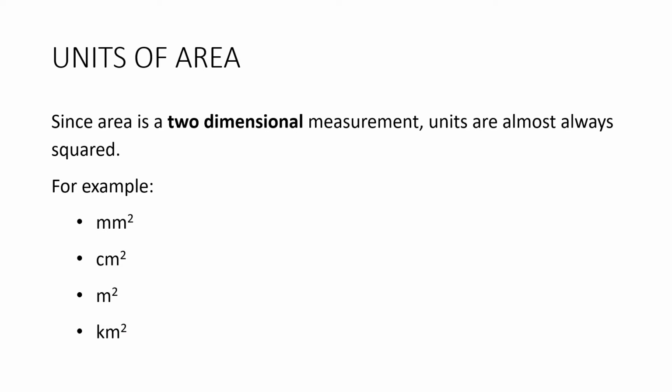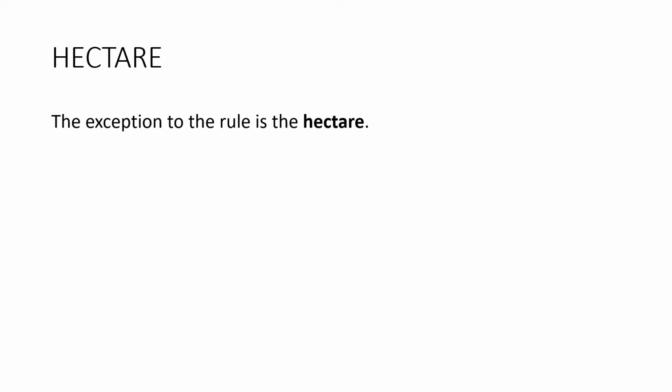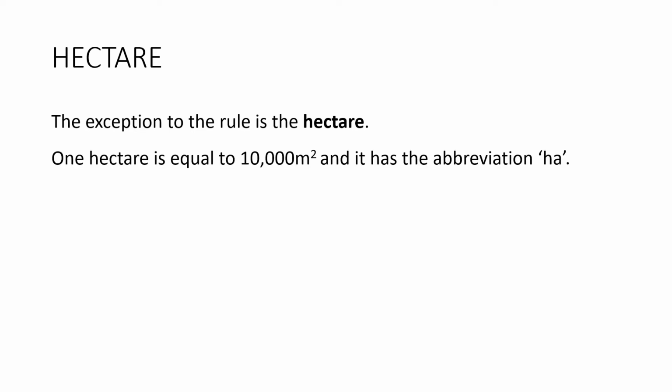Now, since area is a two-dimensional measurement, so it's got length and breadth, units are almost always squared. So for example, we talk about millimeters squared, centimeters squared, meters squared, and even kilometers squared. Now, the exception to this rule is the hectare. 1 hectare is equal to 10,000 square meters, and it has the abbreviation HA.